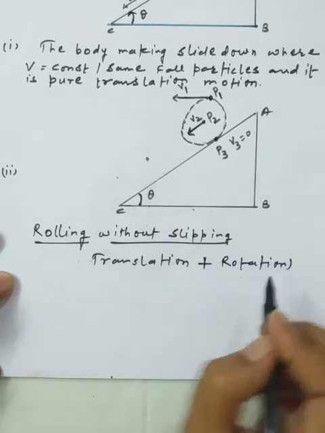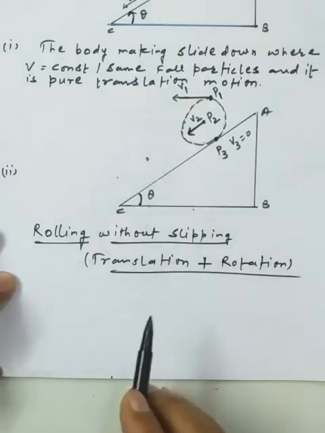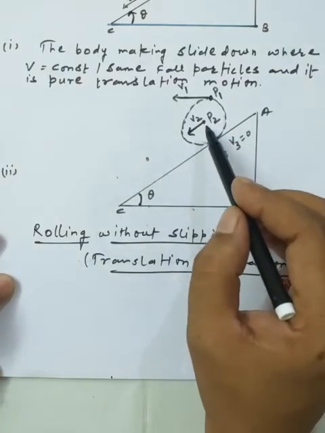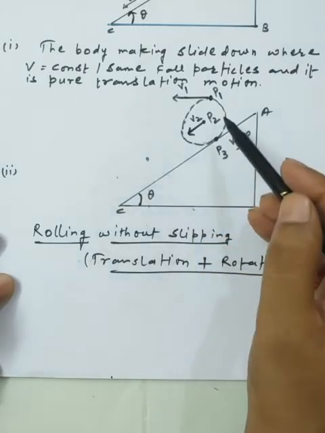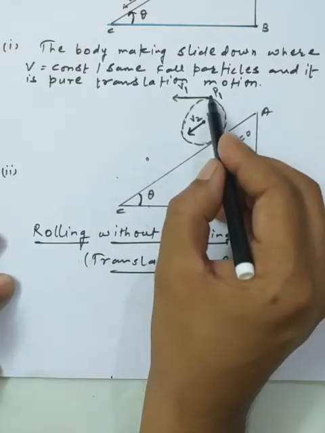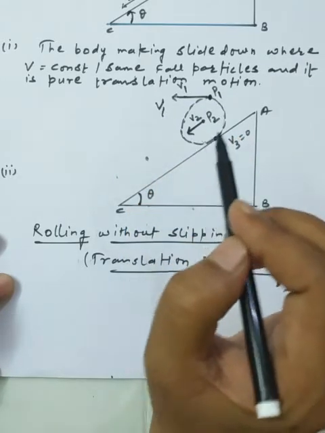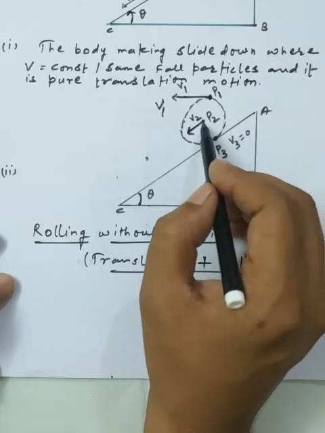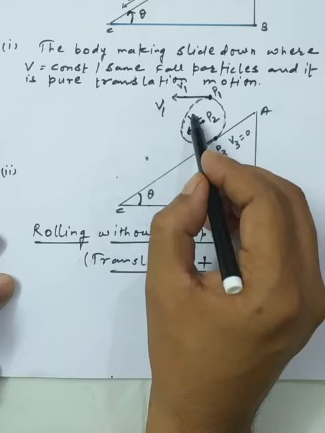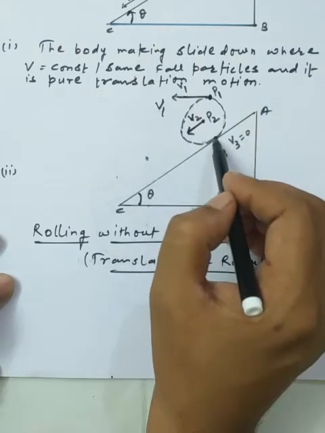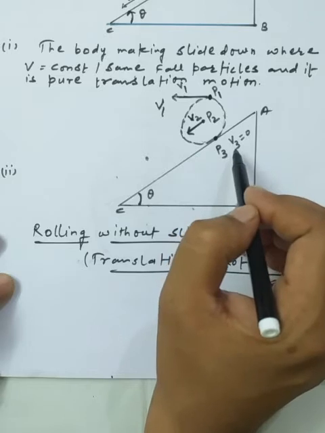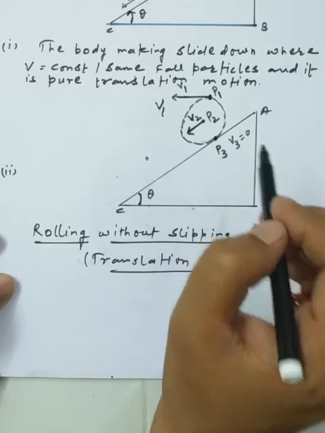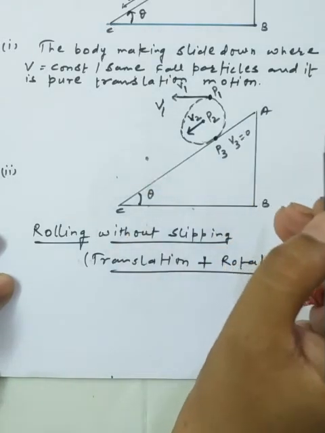So it is a type of combination motion, as we can assume that all the particles that lie inside the spherical or cylindrical body have different velocities. One particle available on the rim has its velocity, called v1. The particle at the center of the body has its own velocity, called v2. The particle in contact with the surface of the inclined plane is called p3, and it has velocity v3, which is equal to 0. So all the particles have different velocities.